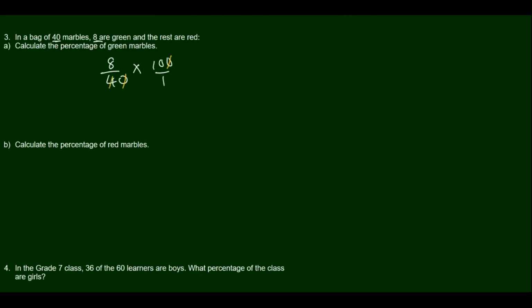And you can say 4 into 4, 1. 4 into 8, 2. And then what are we left with? We're left with 2 times 10 over 1 times 1, which is 20%. Right, now it says calculate the percentage of red marbles. We say the rest are red. So now we can do those two methods.